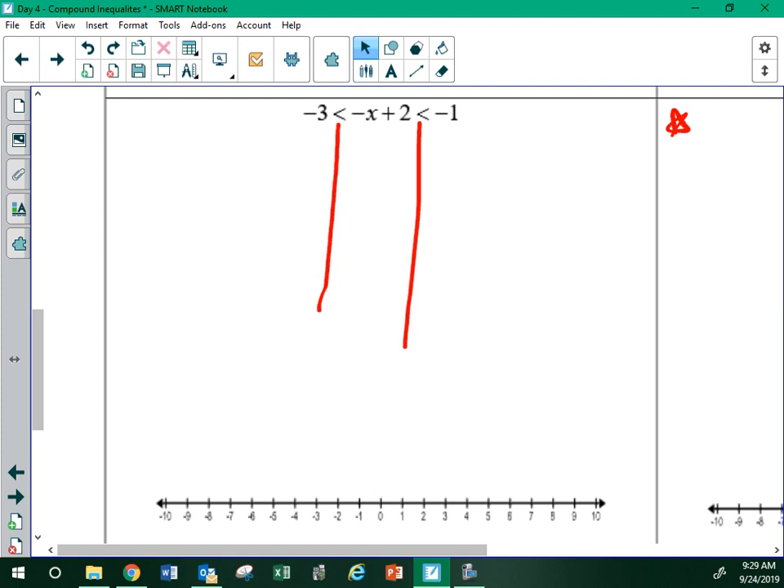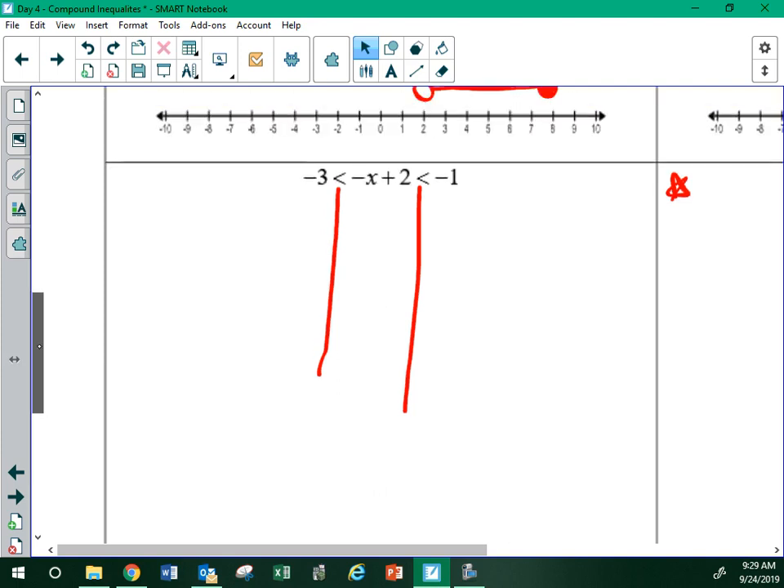Alright guys, let's go ahead and take a look at this one here. Alright, so again we have an and inequality. So we want to draw our lines here. Now I need to get rid of the adding 2. The opposite of adding 2 is subtracting 2. And I saw a lot of people were doing really well with this.